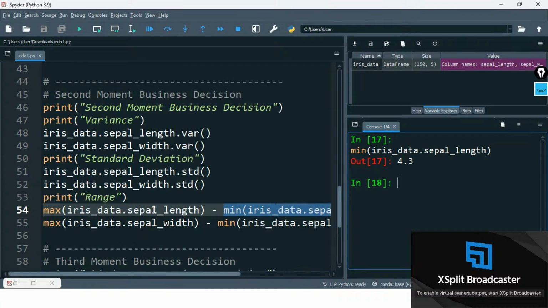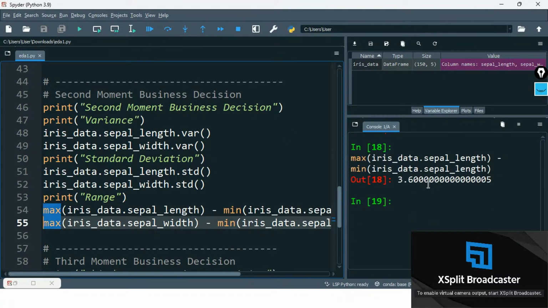If I execute the range, maximum minus minimum. Now I am not selecting, guys, I'm executing this entire line. 3.6 is the output. Is it clear? We understood how we can calculate the maximum value of a column, the minimum value of a column, and the range of a particular column also.